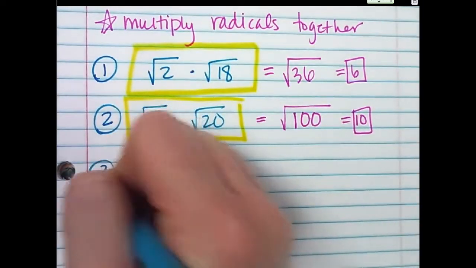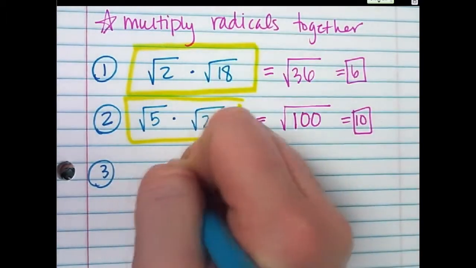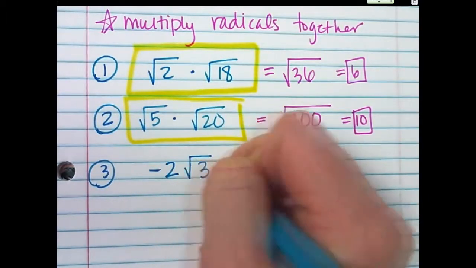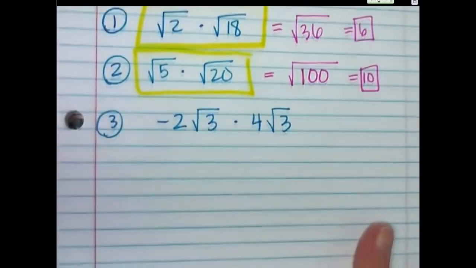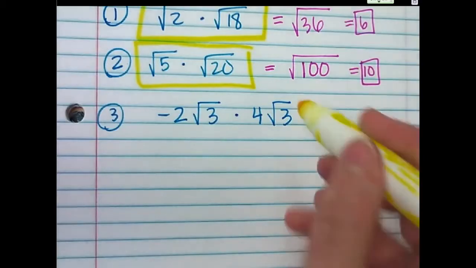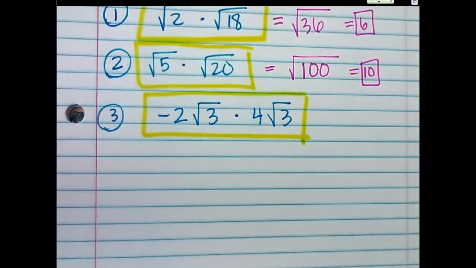Number 3. We haven't done any front numbers yet. So here's one with front numbers. Number 3, negative 2 square root 3 times 4 square root 3. You just multiply the outside numbers. So you multiply outside numbers together and you multiply inside numbers together. That's it. So it doesn't get a lot harder.